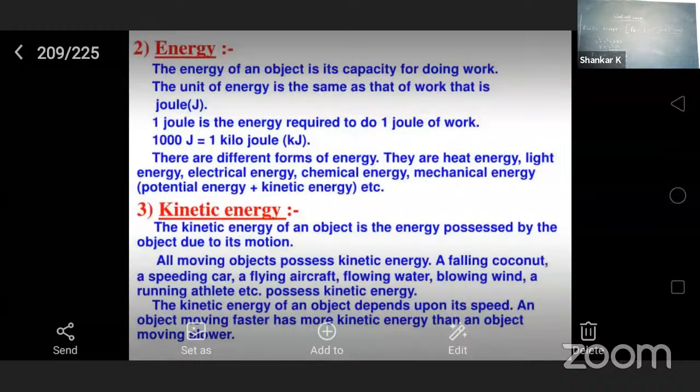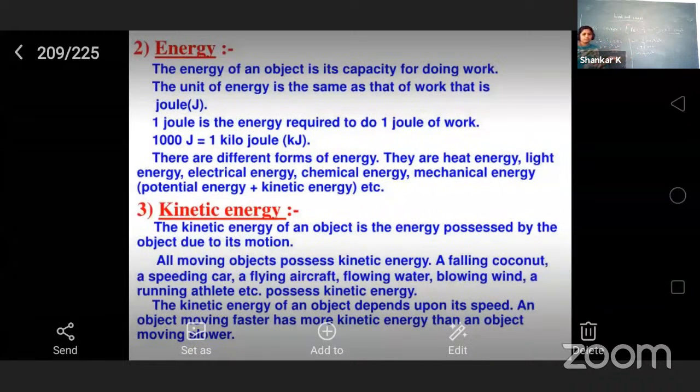W is equal to ma times (v square minus u square) over 2a. Here, a is cancelled. Then what is the answer here? W is equal to half m into (v square minus u square). If u is equal to 0, then W is equal to half m v square.